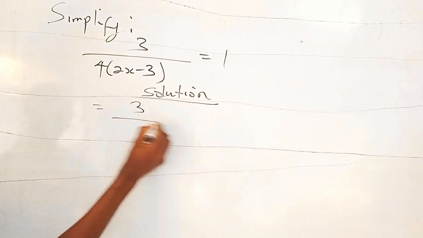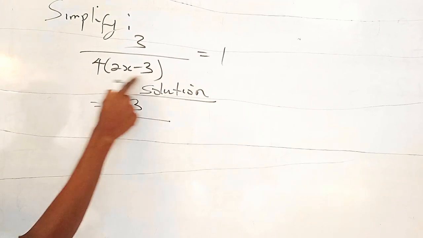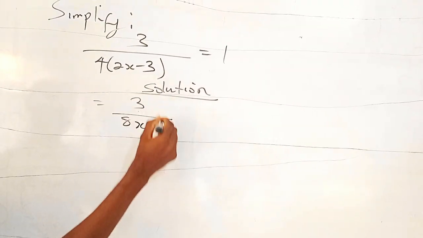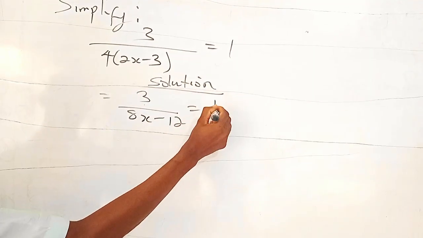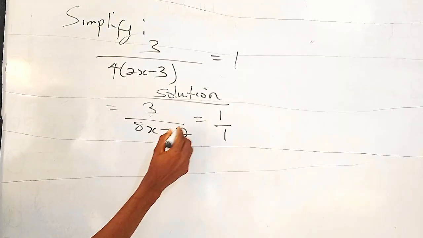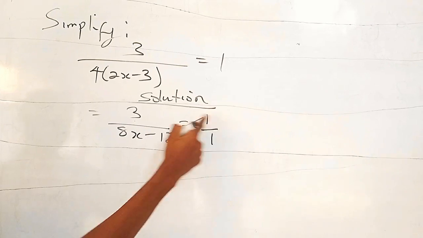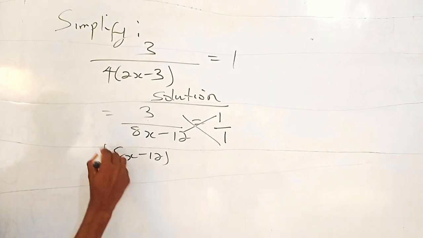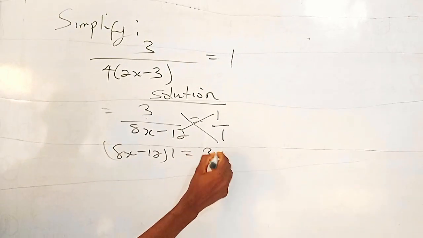This has 3 over, so let us use this 4 to open up the bracket. 4 times 2x is 8x, minus 4 times 3 is 12, equals 1 divided by 1, an invisible 1 as denominator. So from here we can cross multiply. This multiplies this, and this multiplies this. So we have 8x minus 12 times 1 equals 3 times 1.